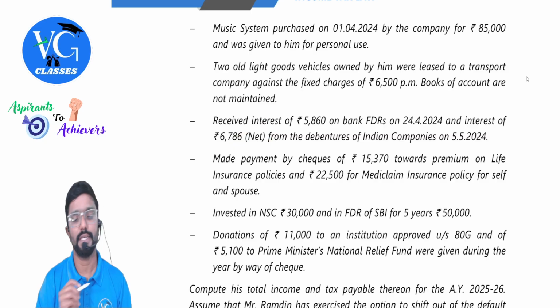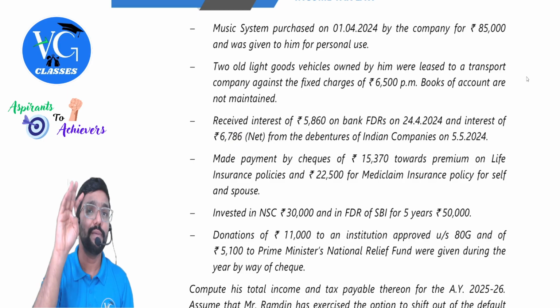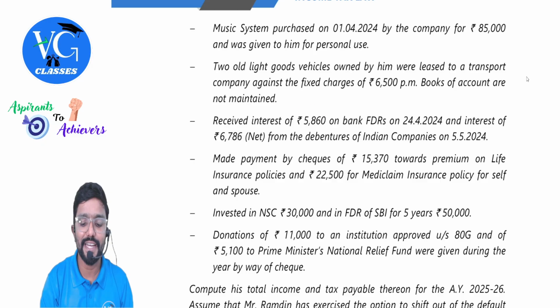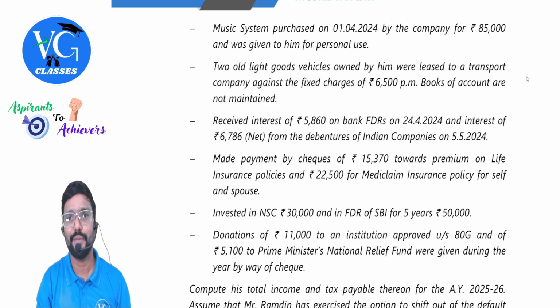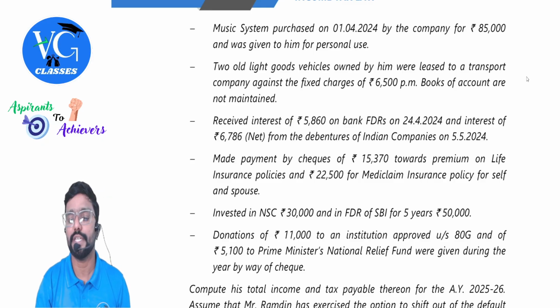Is that clear? And please be careful, the bank will deduct TDS only if the threshold limit of 40,000 is crossed. And here it is less than 40,000. Maybe that is why they have ignored the TDS. Clear? Because the interest is not more than the threshold limit, hence no TDS.